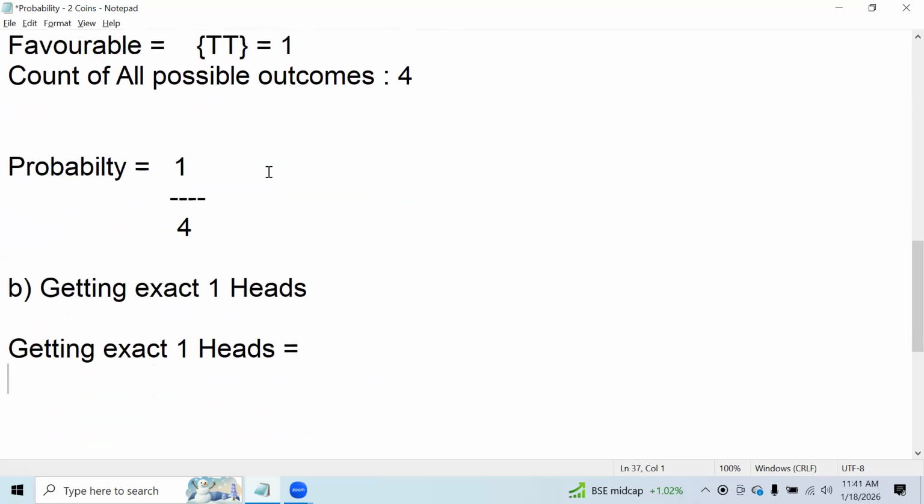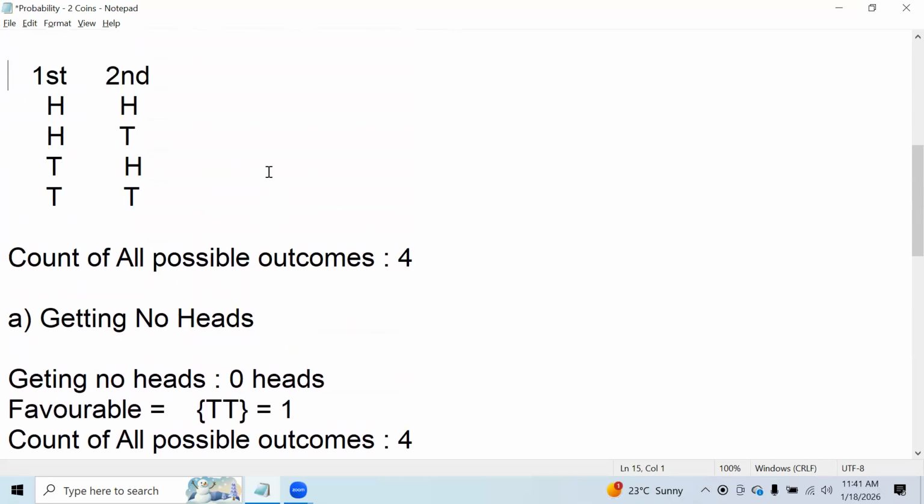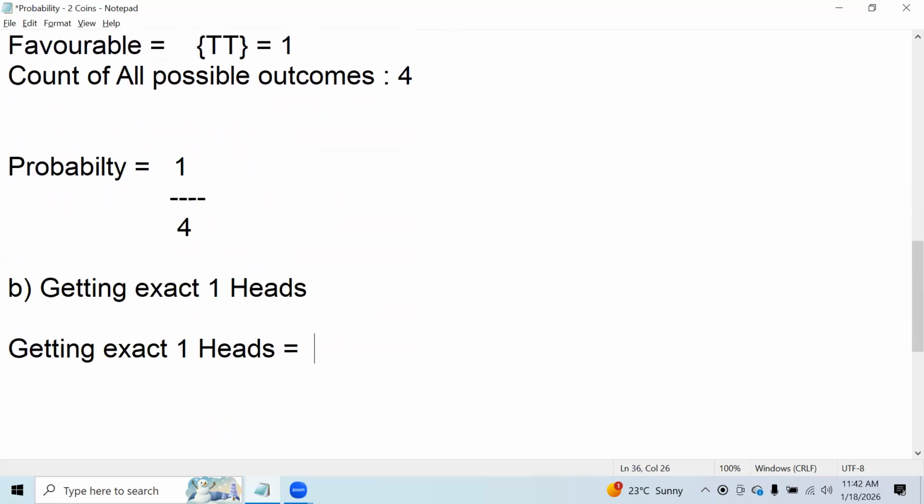Now, for getting exactly one head, let's look at the possibilities where it is favorable. Let's look at the first one, HH. Here we have two heads. That is not exactly one, so we cannot consider this. Here we have one head, one tail. So here is exactly one head. So we can consider this HT, because it has exactly one head.